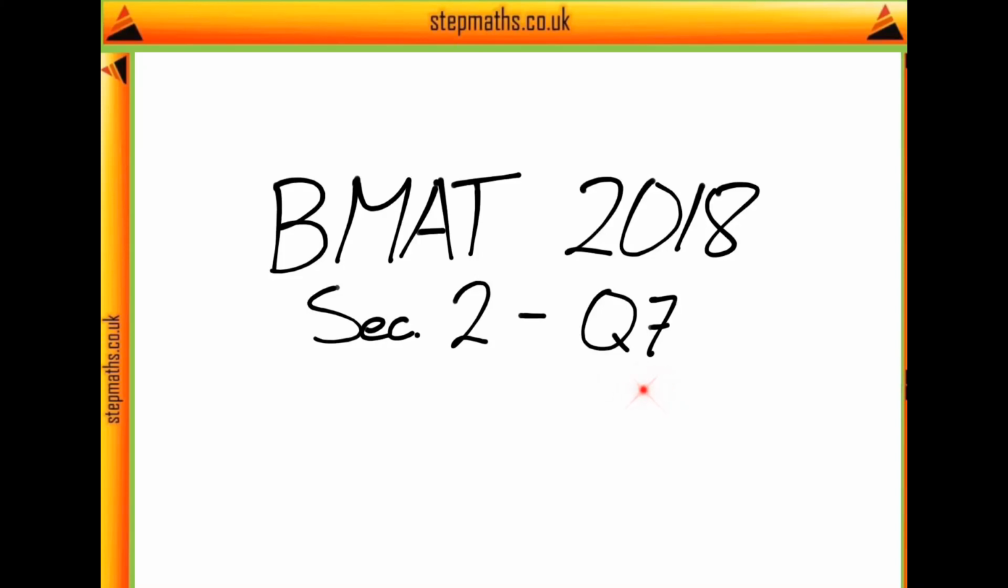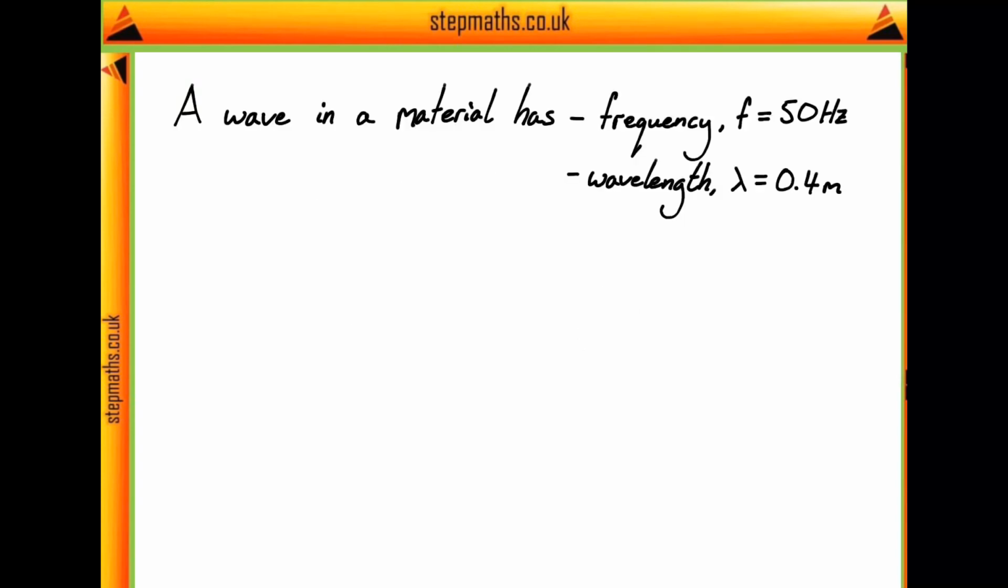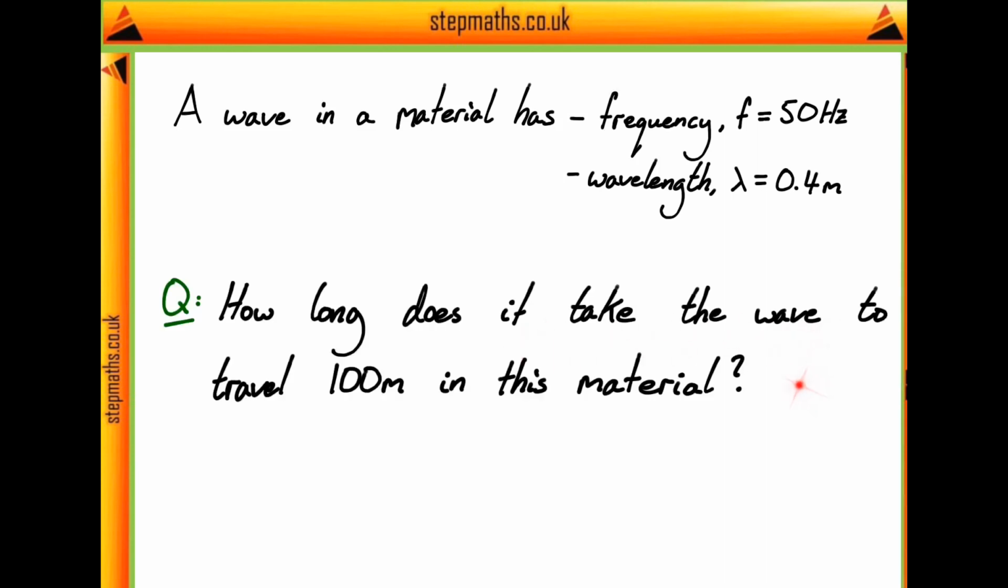Here we're going to look at question 7 from section 2 of the BMAT 2018 paper. In this question we're told we have a wave which is travelling in a material, and this material has a frequency f of 50 Hz. We're also told that the wavelength of the wave in this material is 0.4 meters, and then the question asks us how long does it take the wave to travel 100 meters in this material.